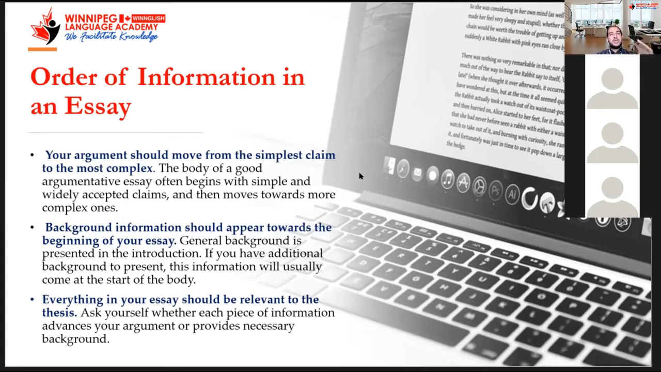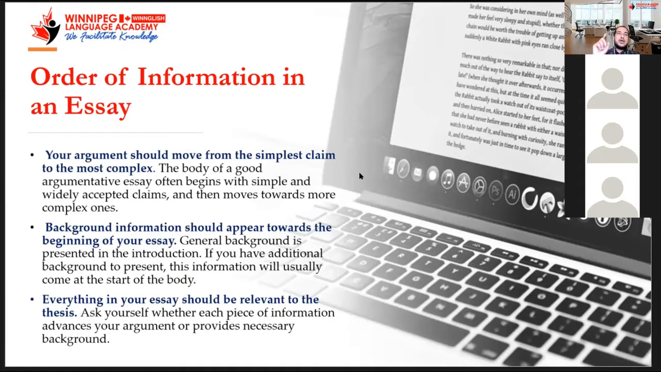Usually or generally we mention all our background information in the first paragraph, which is the introduction. If we have more details or background information, you can list it at the very beginning of your body, which is body paragraph number 1. And we will be looking at how and why we should list them in the first body paragraph.